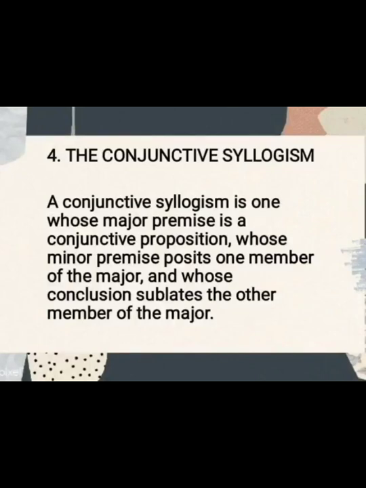Conjunctive syllogism. A conjunctive syllogism is one whose major premise is a conjunctive proposition, whose minor premise posits one member of the major, and whose conclusion sublates the other member of the major. Example of a conjunctive proposition: one cannot be wealthy and poor at the same time. You cannot serve both God and money.